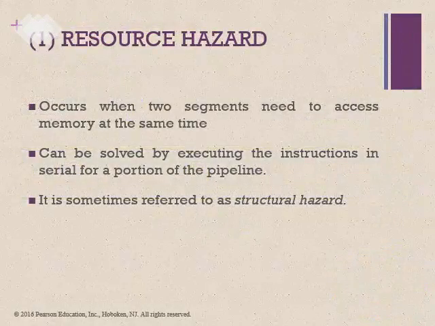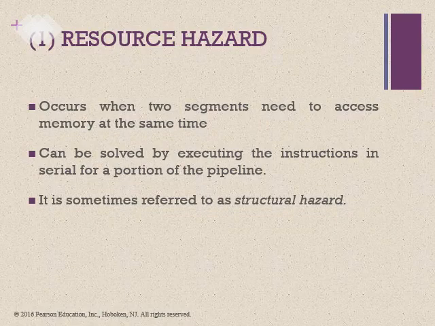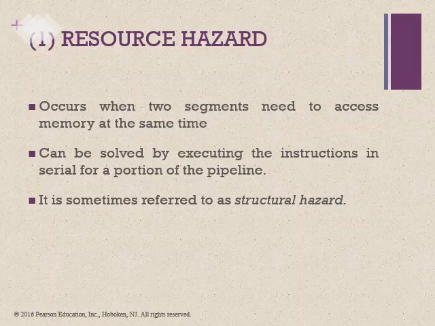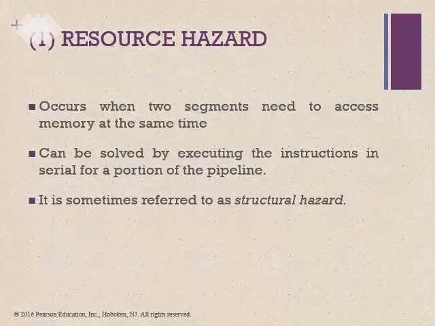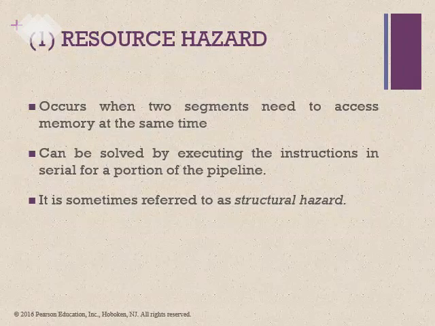The first type of hazard is resource hazard. It occurs when 2 or more instructions that are already in the pipeline need the same resource. The result is that the instructions must be executed in serial rather than parallel for a portion of the pipeline. A resource hazard is sometimes referred to as a structural hazard.